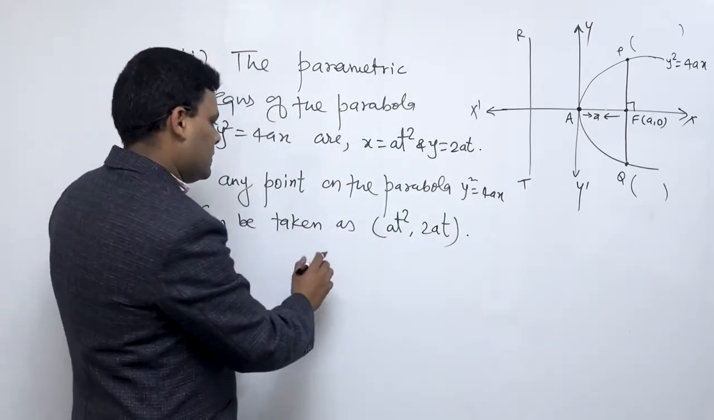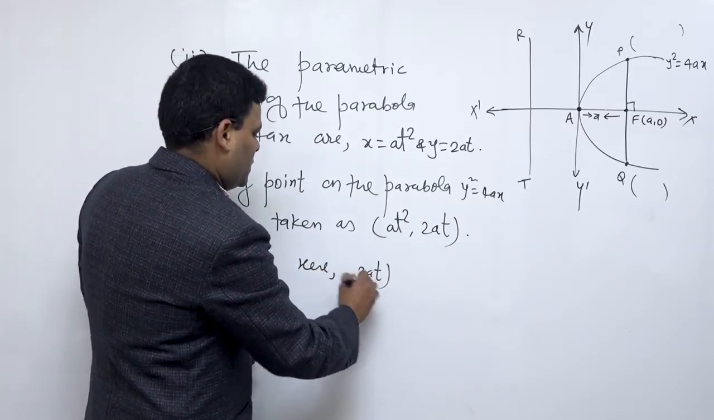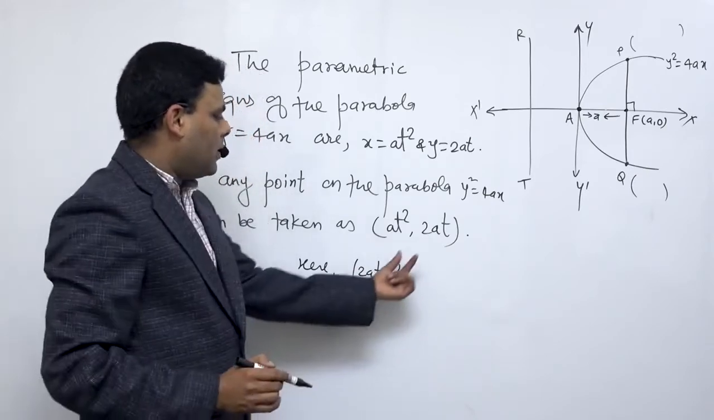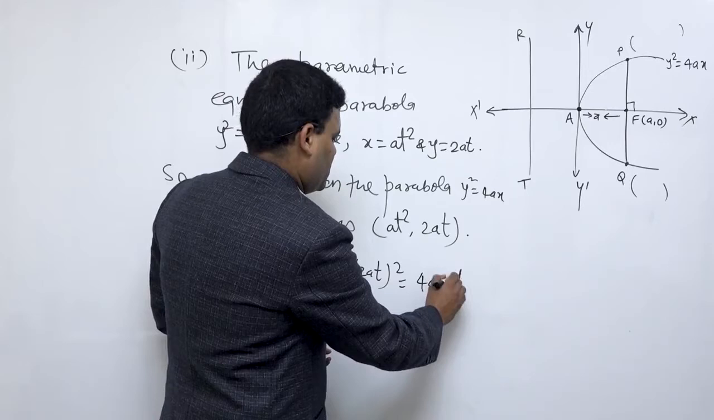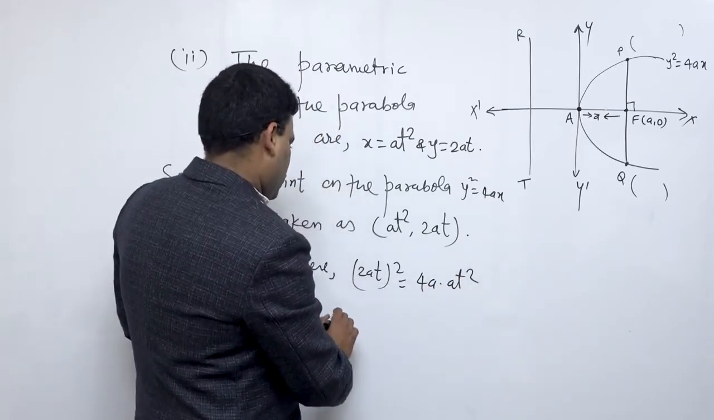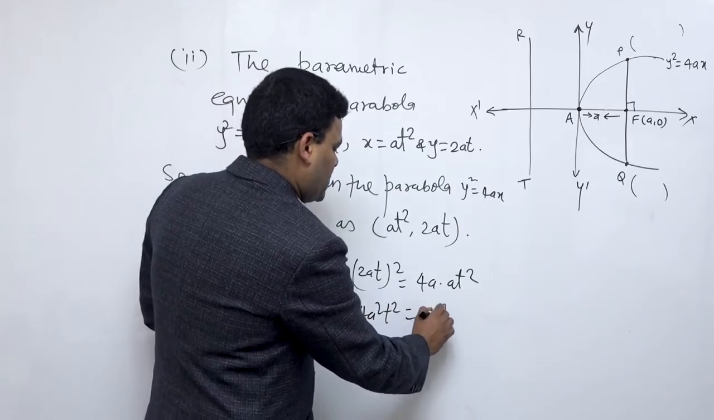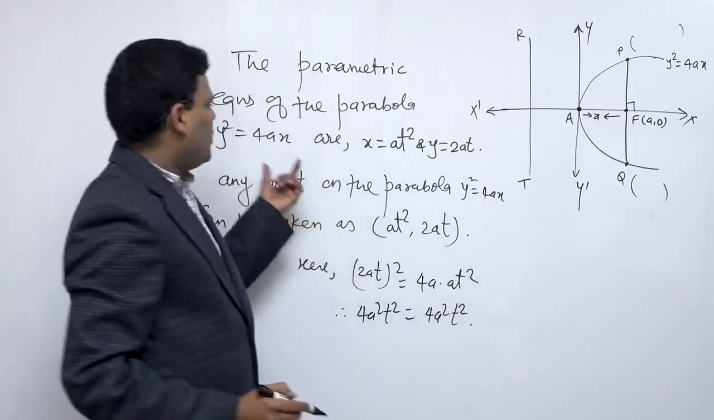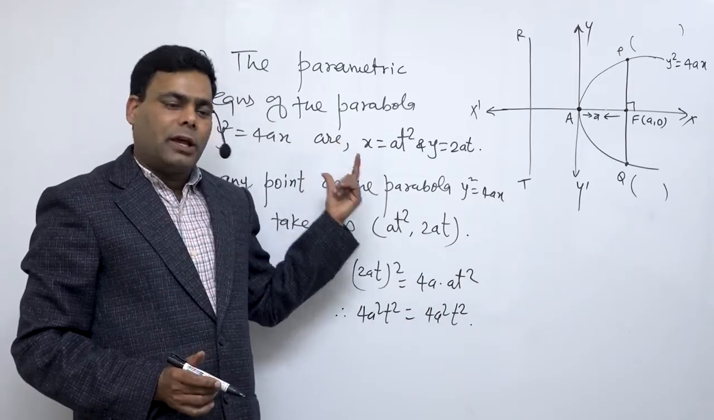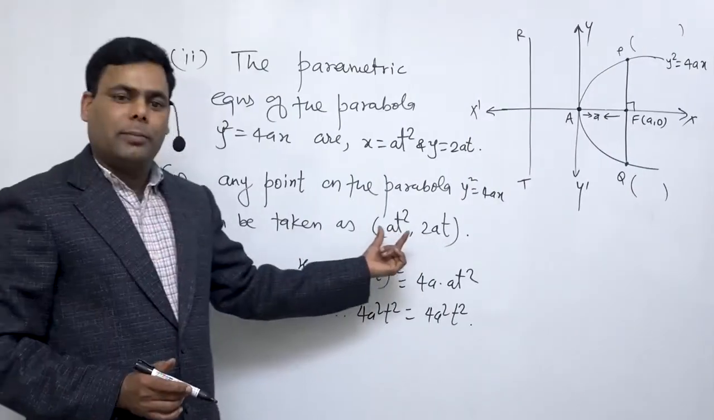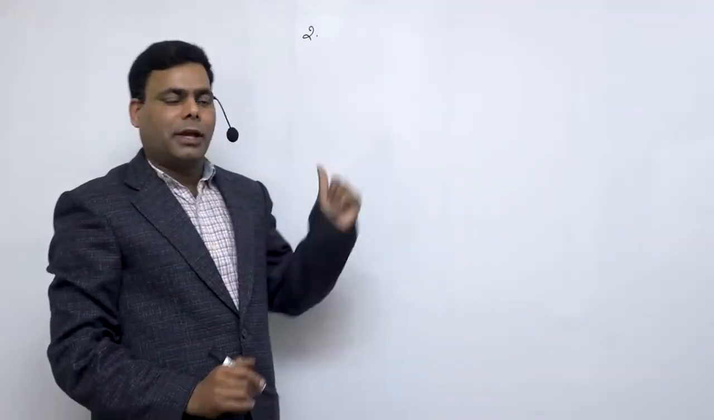We can see this here. At (at square, 2at), the value of y is 2at, and (2at) square equals to 4a into at square. Therefore 4a square t square equals to 4a square t square. So the point at square comma 2at satisfies the equation of the parabola. So we can take any point on the parabola as at square comma 2at. Number 2, the second case.